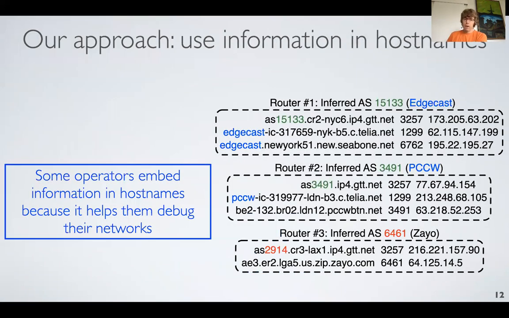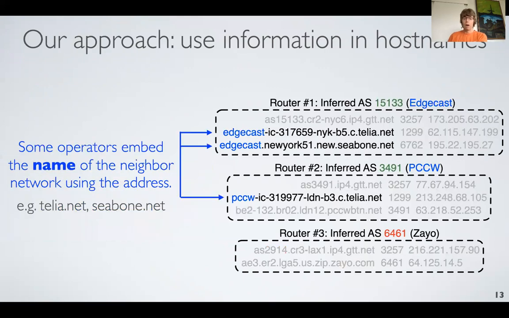So the approach that we investigate in this work is using information in router hostnames to reason about the owner of a router. The first thing to note is that operators often embed information in hostnames because it helps them to debug their networks. And so we would generally expect that, while not perfect, it would be a reasonable source of information. In these routers, we can see that the operators involved have annotated things like the location of a router, the role of the router, and importantly for us, the operator of the router.